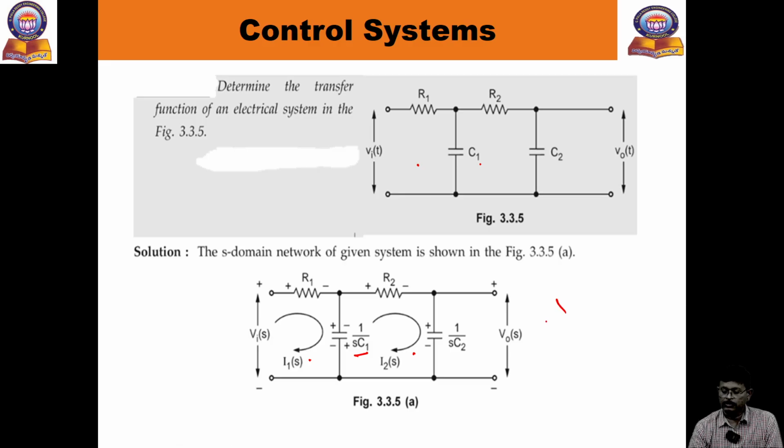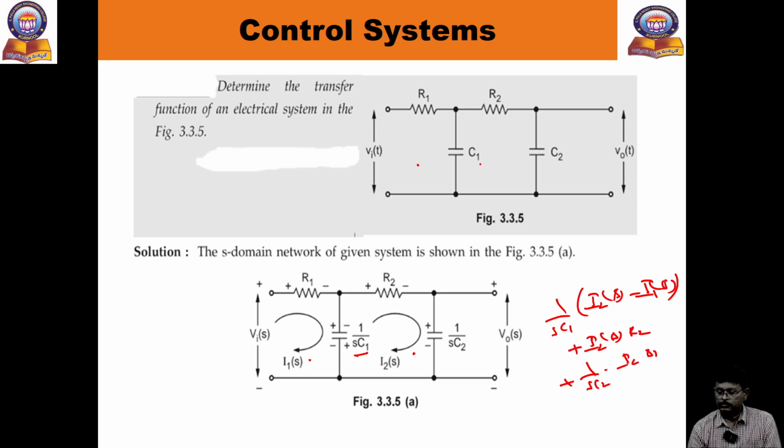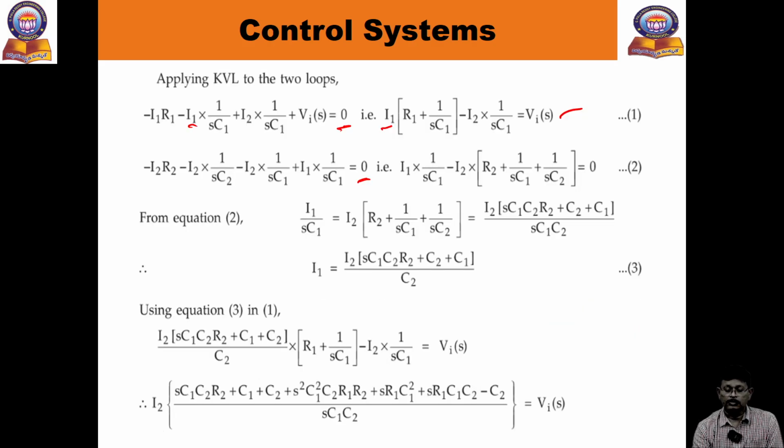Actually, what we have written here is 1 by SC1 into I2 of S minus I1 of S, right? Plus I2 of S into R2. Similarly, in this one also we will take it. In this one, on multiplication we will get plus 1 by SC2 into I2 of S. Same equation. Observe it. Same equation. Right. So now separating the I1 terms and I2 terms. This is the one equation.